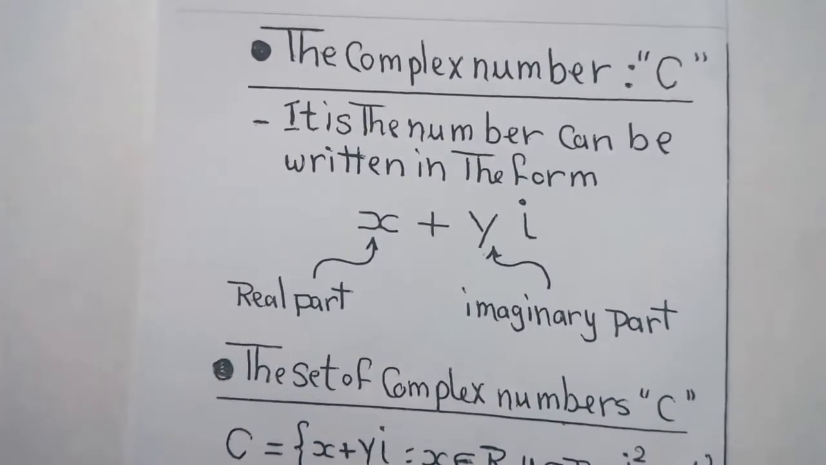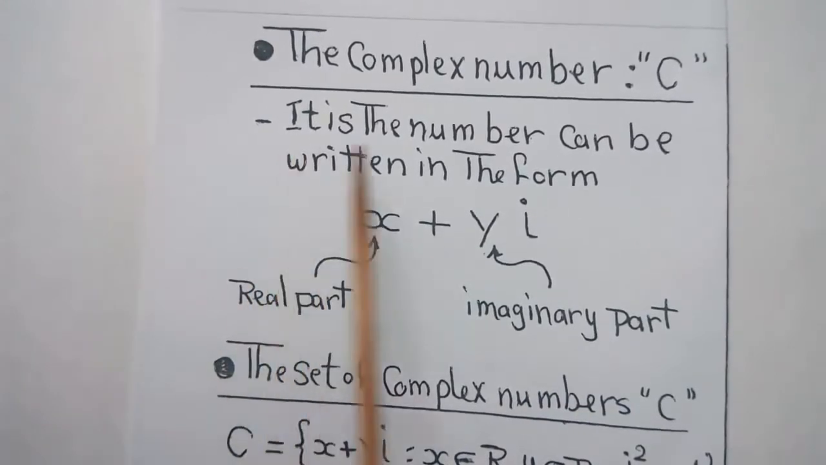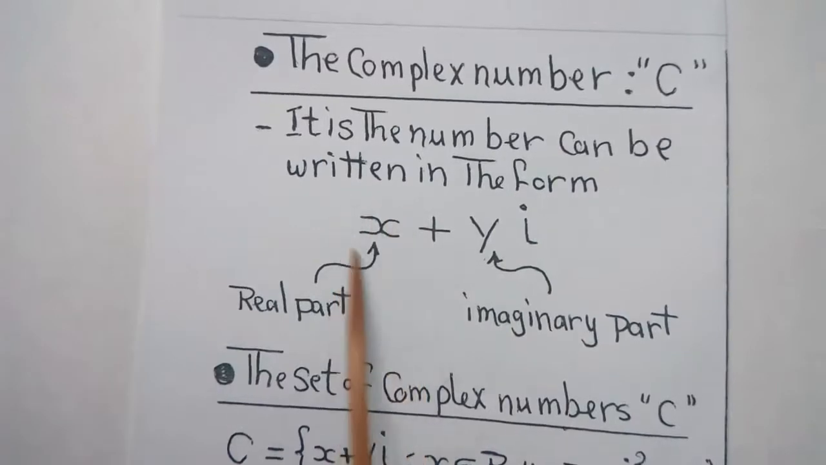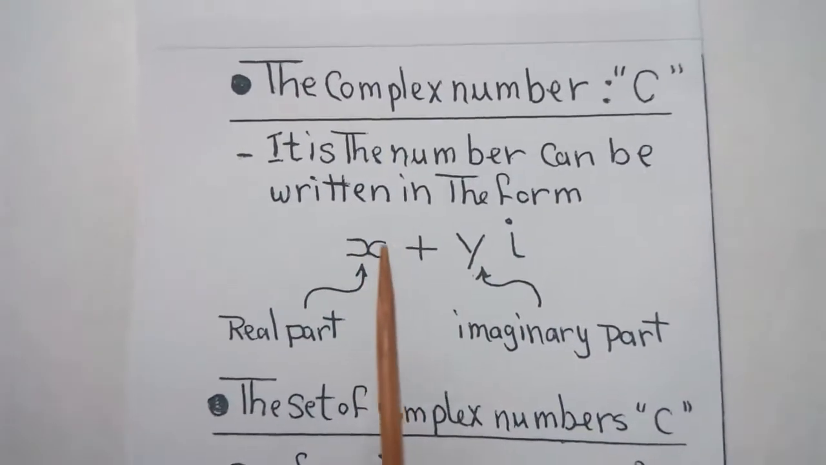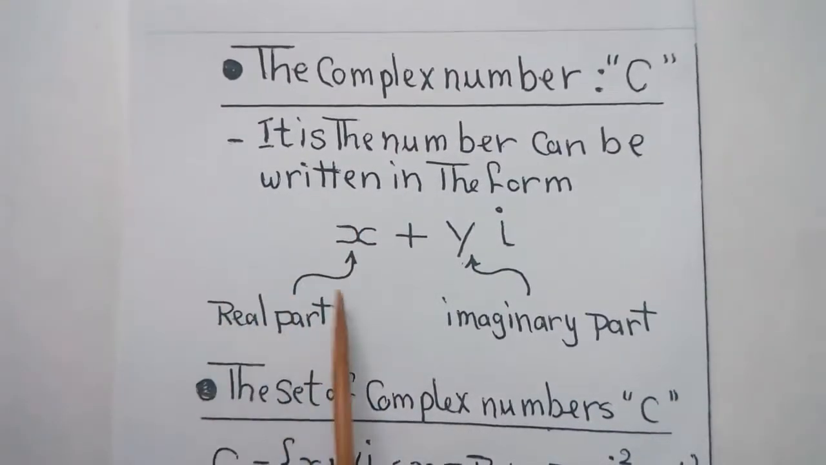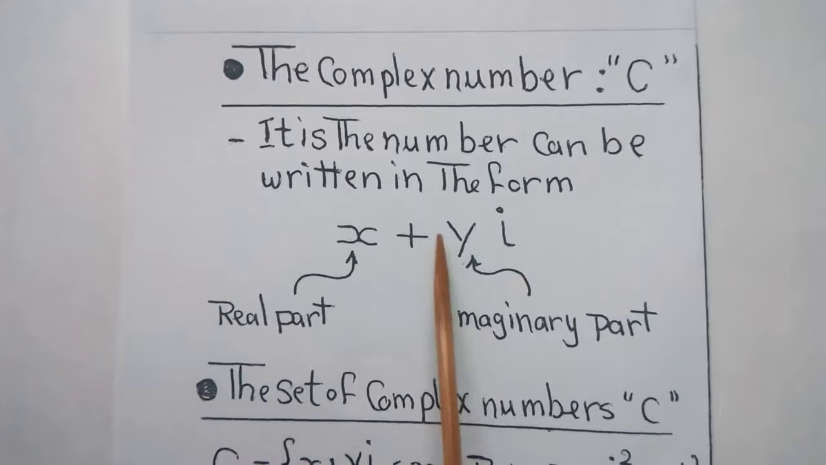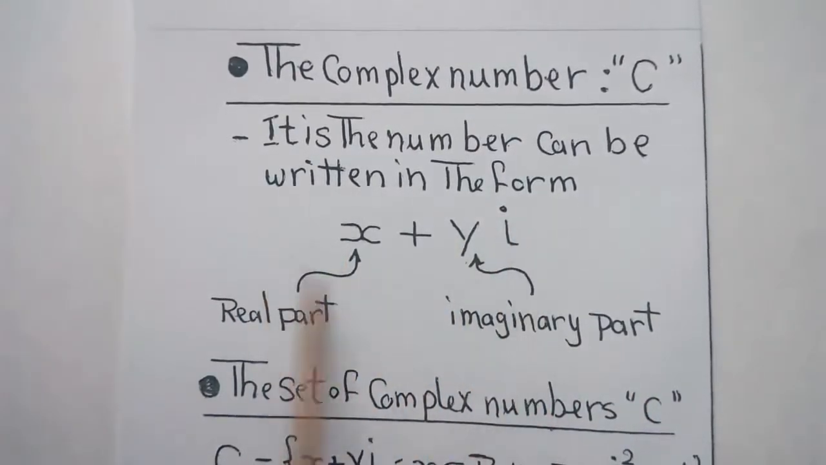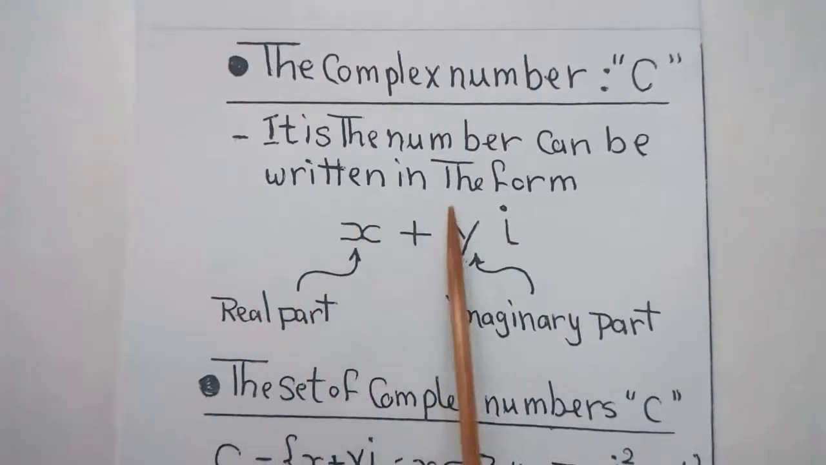ايه هو الكومبلكس؟ بقول its number can be written in form x plus yi. ال x is real part, ال y imaginary part. يبقى any complex number contain from two parts: real, imaginary.